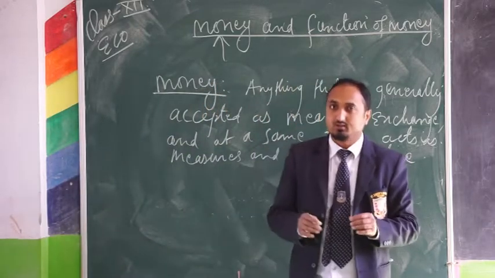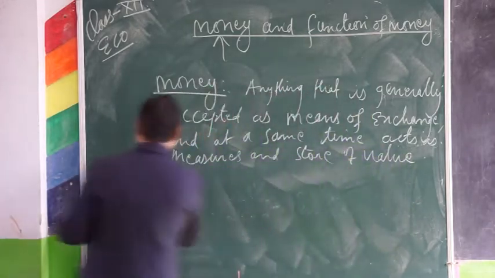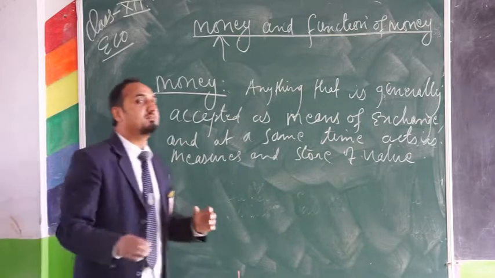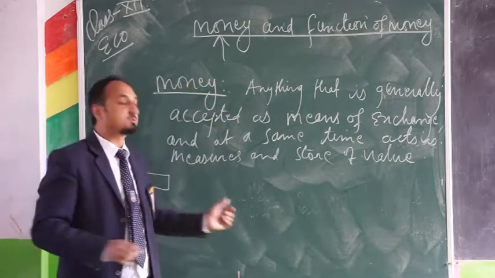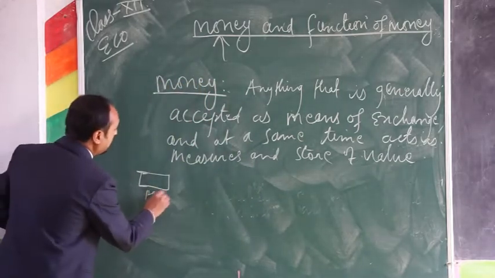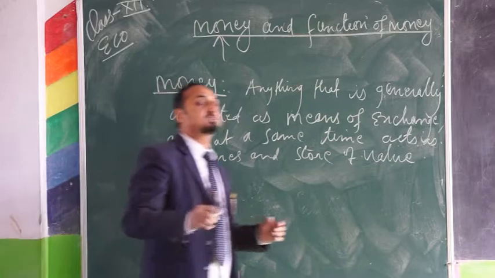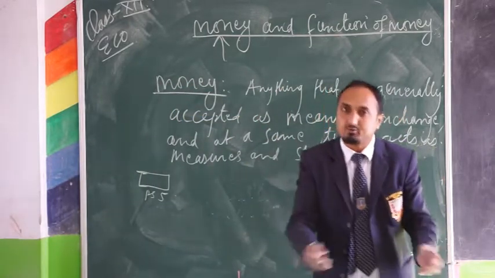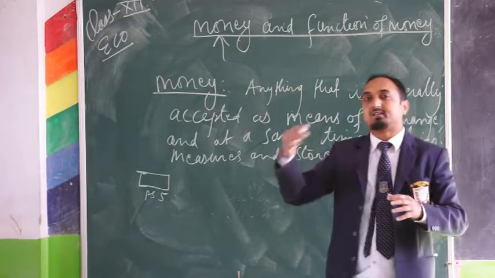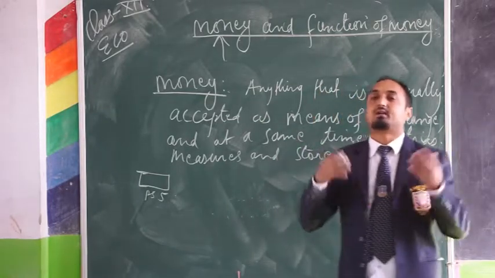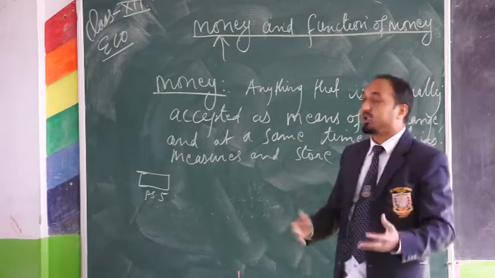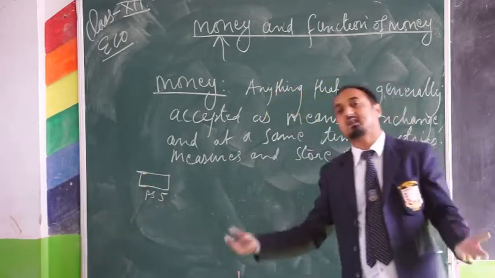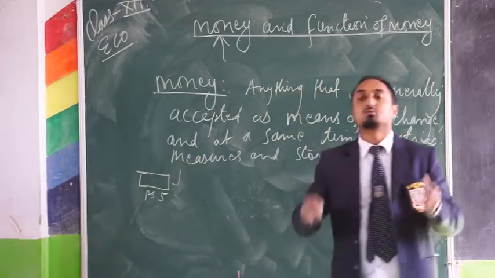Now suppose this is a small piece of paper, and everyone has recognized this piece of paper as ₹5. If this small blank piece of paper is accepted by everyone, by the shopkeeper, by the bank, by consumers, and if everyone is accepting that small piece of paper as 5 rupees, then this can also be considered as money.